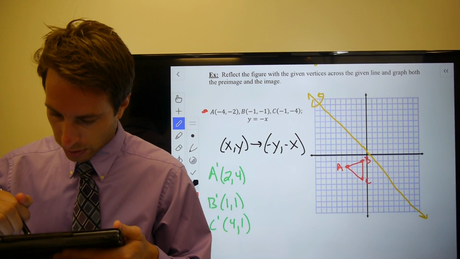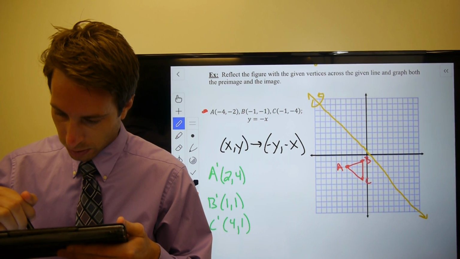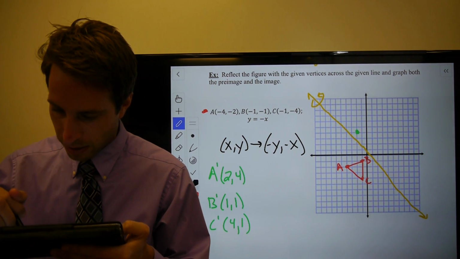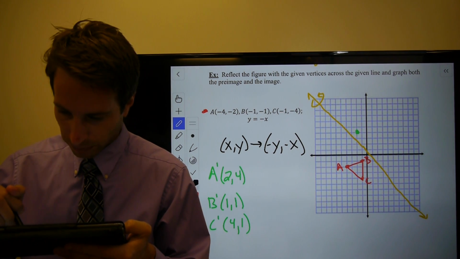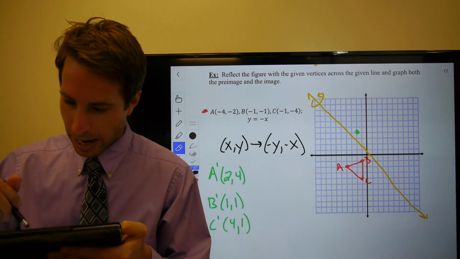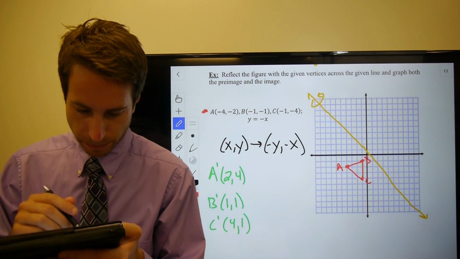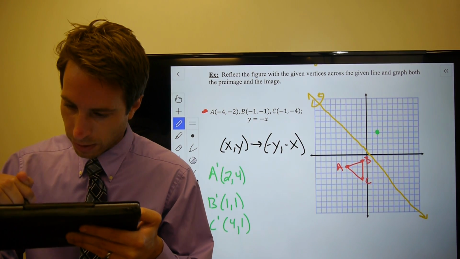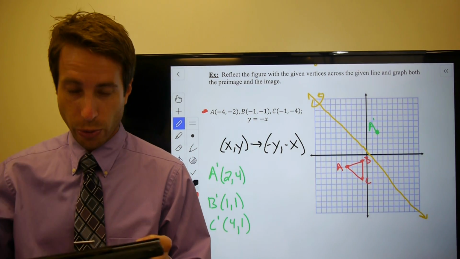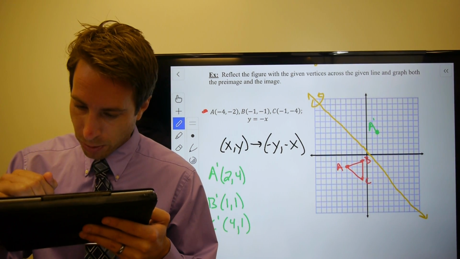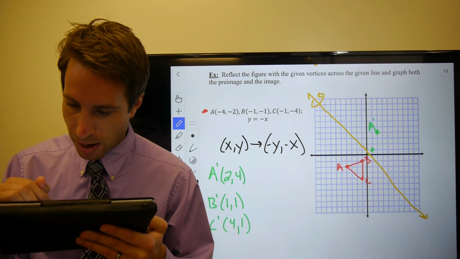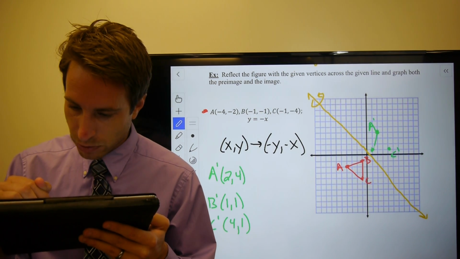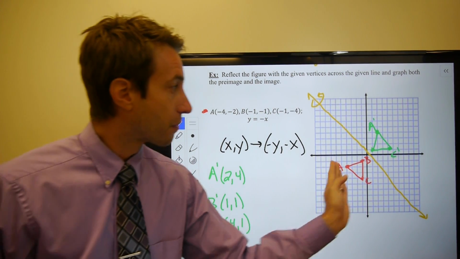Plot your points. That's going to be A prime. B prime is going to be at... Wait, I'm sorry. I went to -2. Hold up. There we go. There's A prime. B prime, 1, 1. That puts it right there. C prime puts it right there. C prime, that one's B prime. Draw your triangle, and there is our reflection across that line.